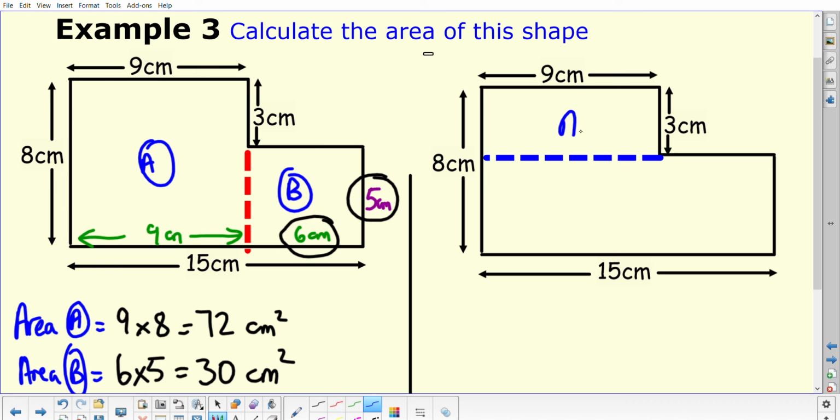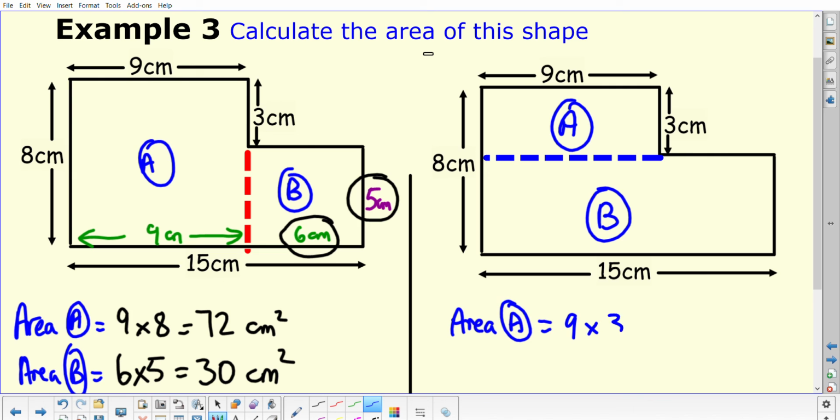So this time that would be my shape A at the top, and this would be my shape B at the bottom. But when I'm working out my areas, I need to be very careful that I'm choosing the correct measurements. So this is my rectangle that I'm calling rectangle A. The dimensions of that rectangle are that the longest side is 9 centimetres and the short side is the 3. So the area for shape A is 9 times 3, which is 27.